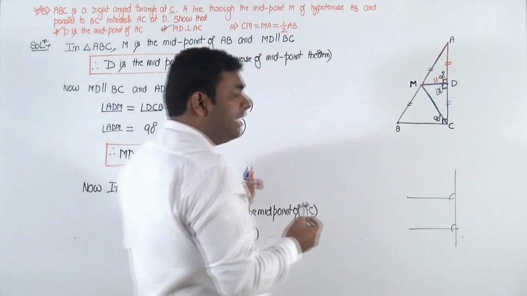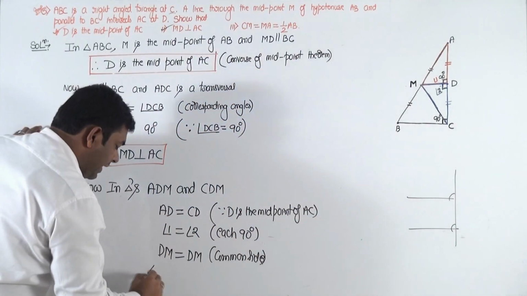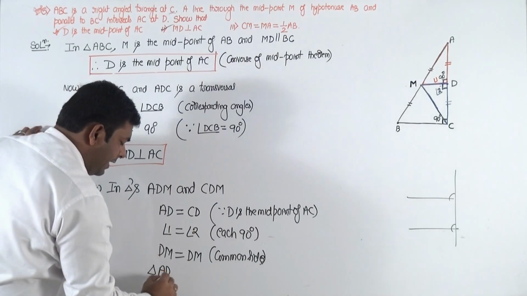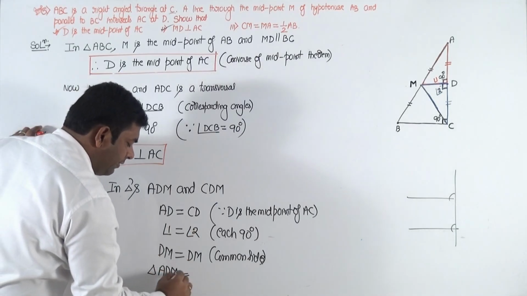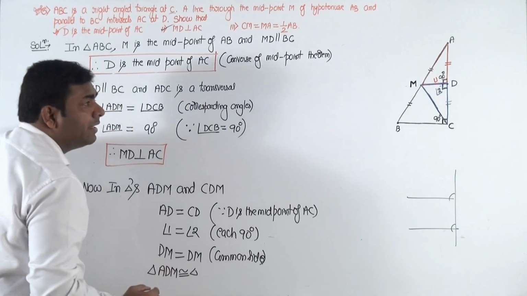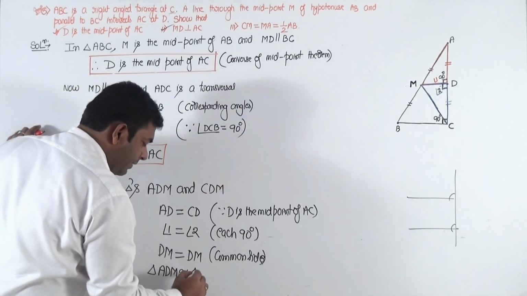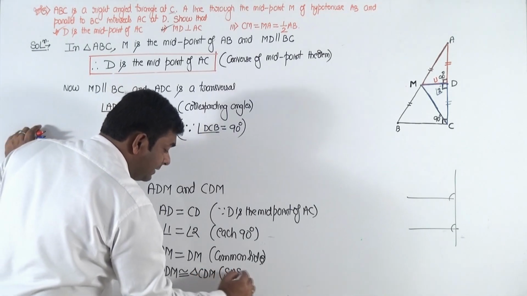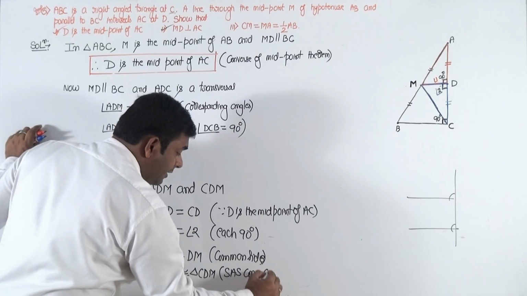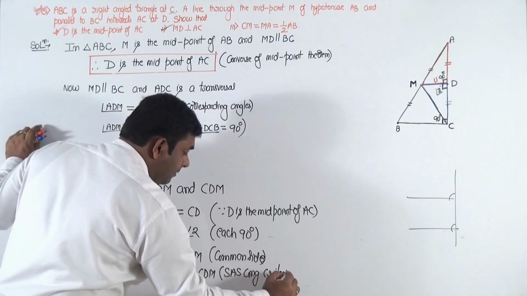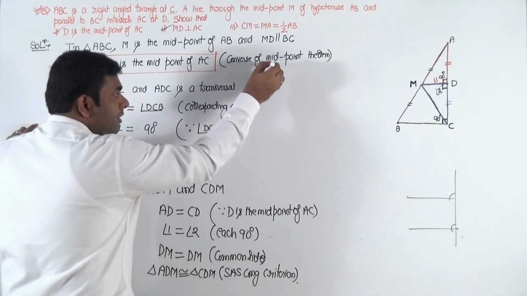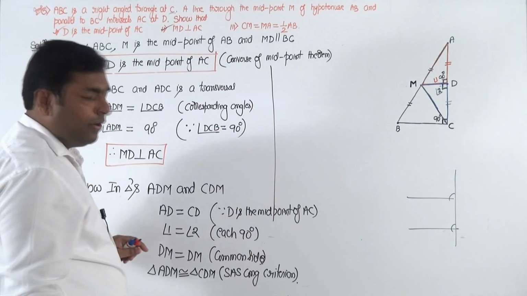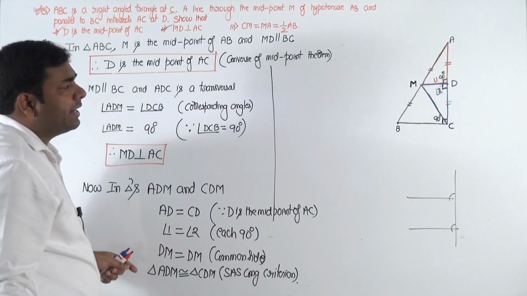this triangle and this triangle are congruent. Therefore triangle ADM is congruent to triangle CDM by SAS congruence criterion. The two triangles are congruent. ADM and CDM are congruent by SAS congruence criterion.